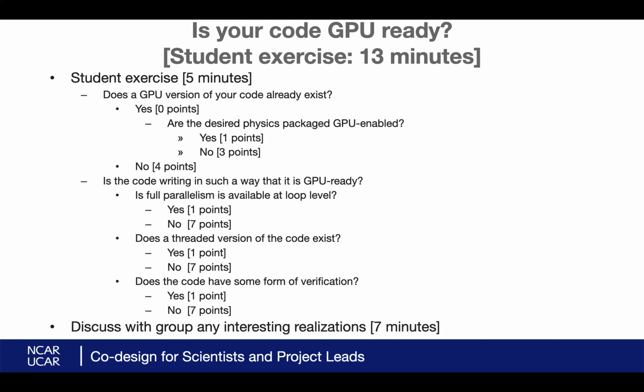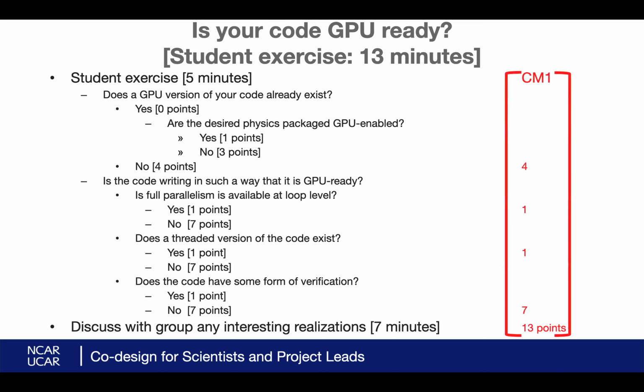I'd love to say that the points correspond to agile story points and that you can translate that into FTE months, but they don't. This exercise is about how much effort it is going to be. If you have a code that has 3 points of difficulty, that's going to be a lot easier than if you have a code that's 25 points of difficulty. Again, coming back to the CM1 example, we filled this out.